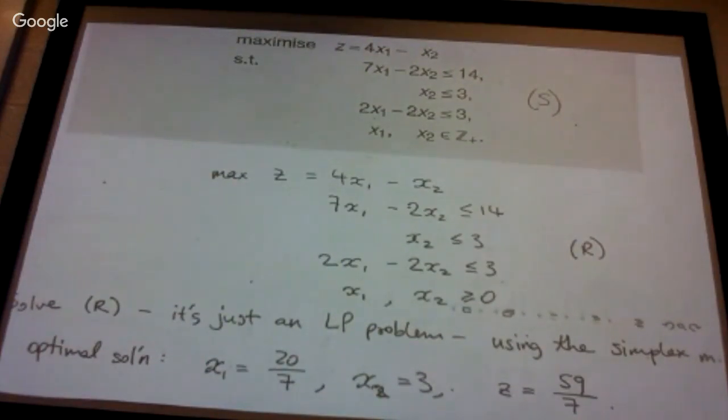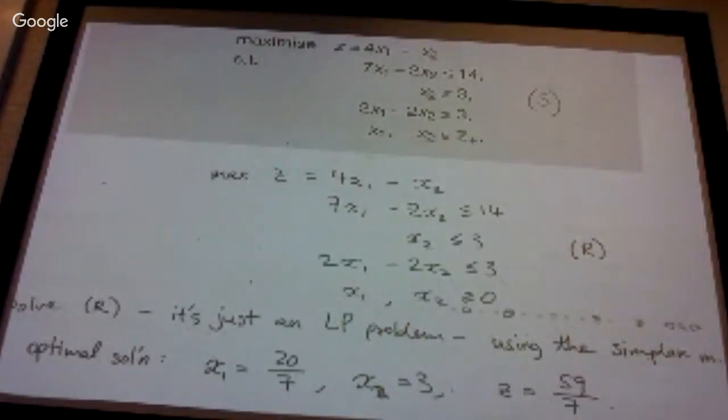So can we get any sort of information about the original integer problem from this? Any idea? X2 is a very nice one, so probably keep X2 as 3. Probably not. That's the tricky bit about it. You really don't know anything about what x1 and x2 are going to be in the optimal solution. They could be anything still.